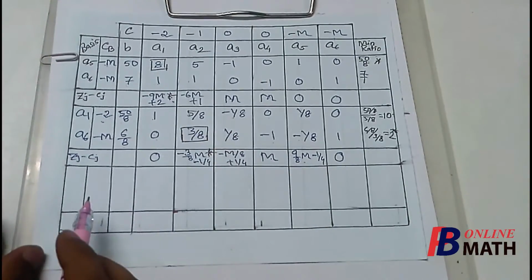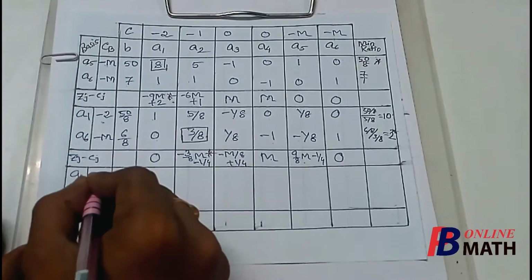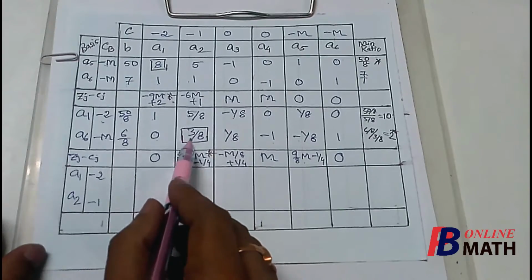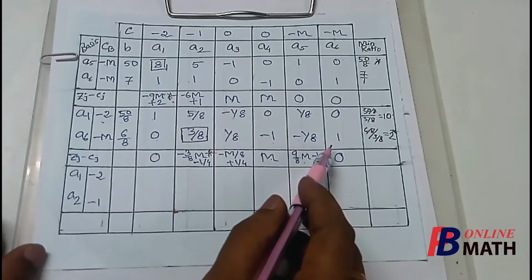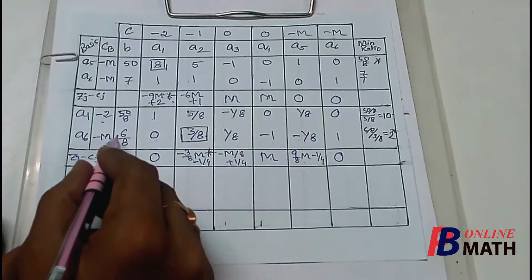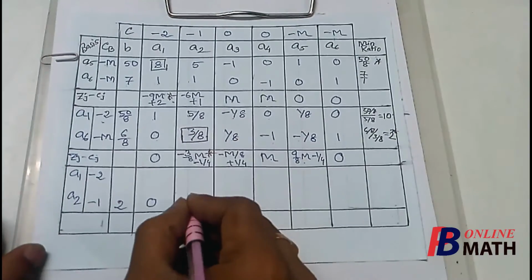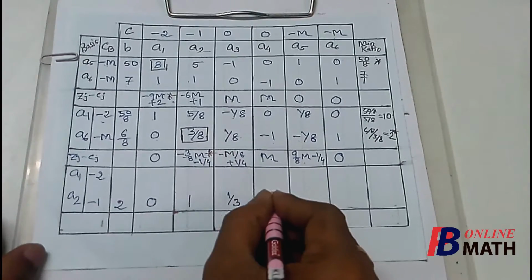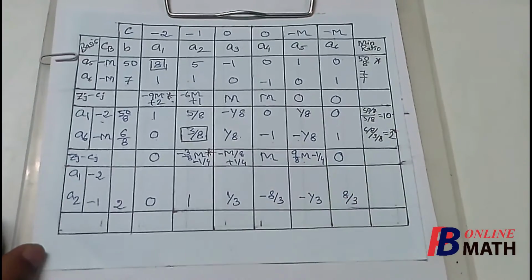In the next step, the basis vectors will be A1 and A2 with corresponding cost values minus 2 and minus 1. Now to make this key element 1, we have to multiply this row by 8 by 3. Then the elements of this row become 8 by 6 into 8 by 3, which is 2. It is 0. It will be 1. If we multiply this by 8 by 3, it will be 1 by 3. It will be minus 8 by 3. It will be minus 1 by 3, and this is 8 by 3.